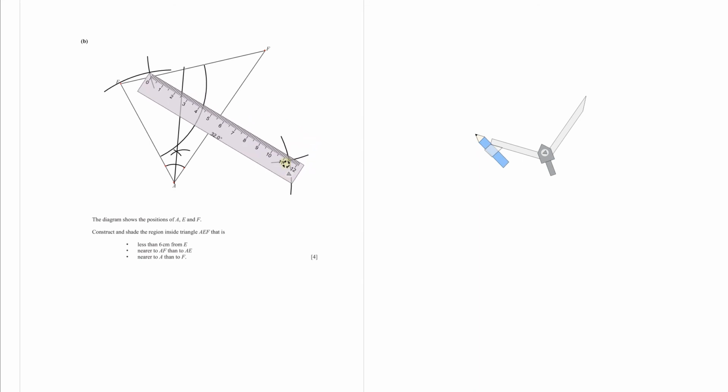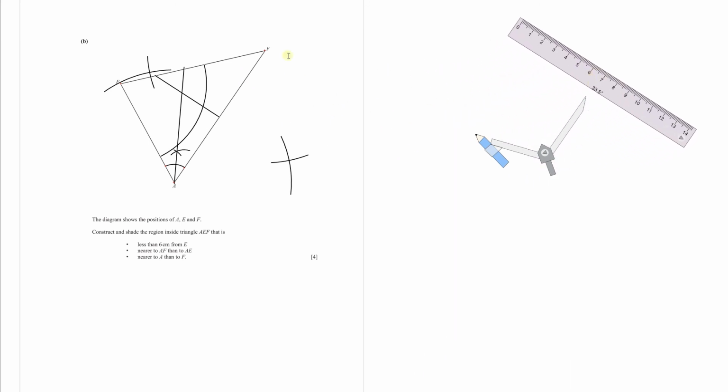So I'll align my ruler like this. So again, I only need to draw inside this triangle because I'm only interested in the regions inside the triangle AEF. So this is your line bisector for this line AF.